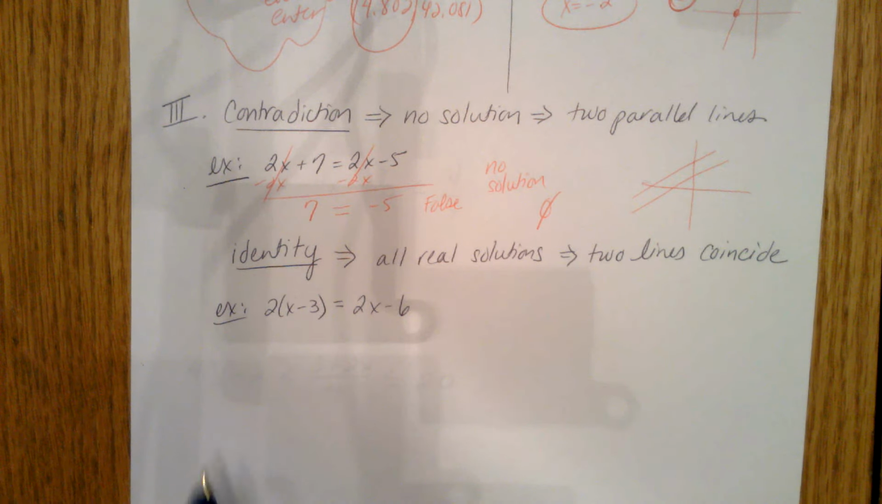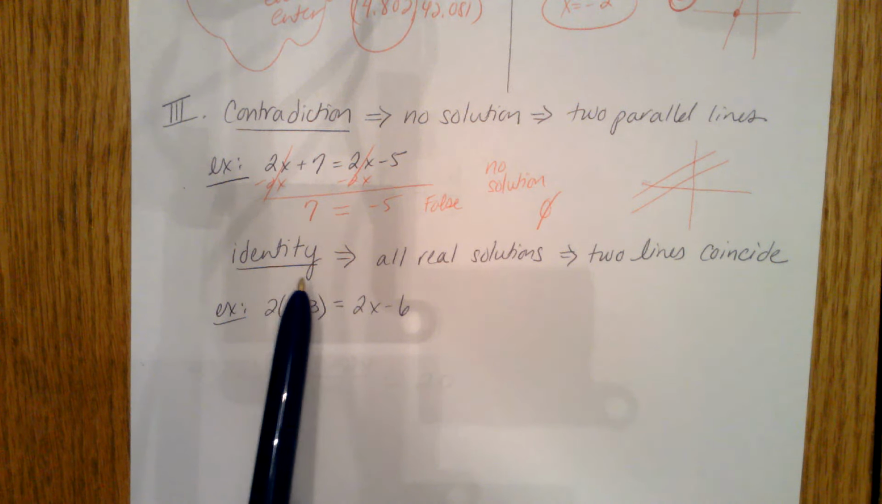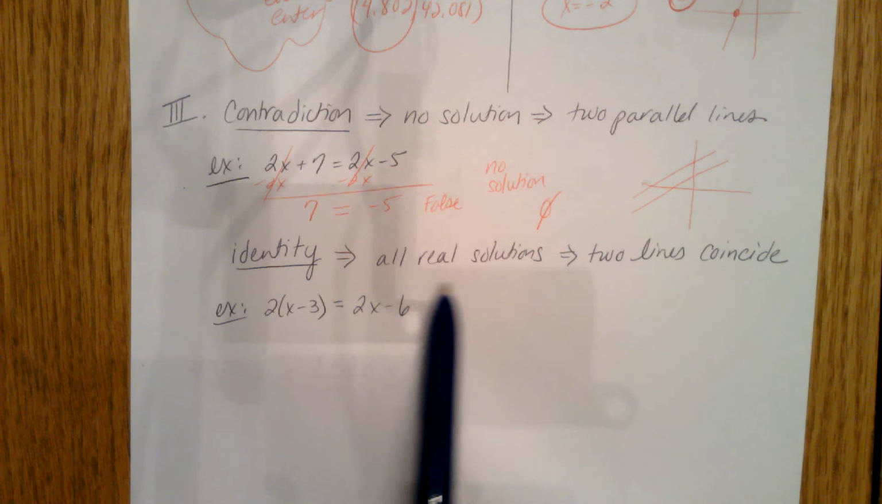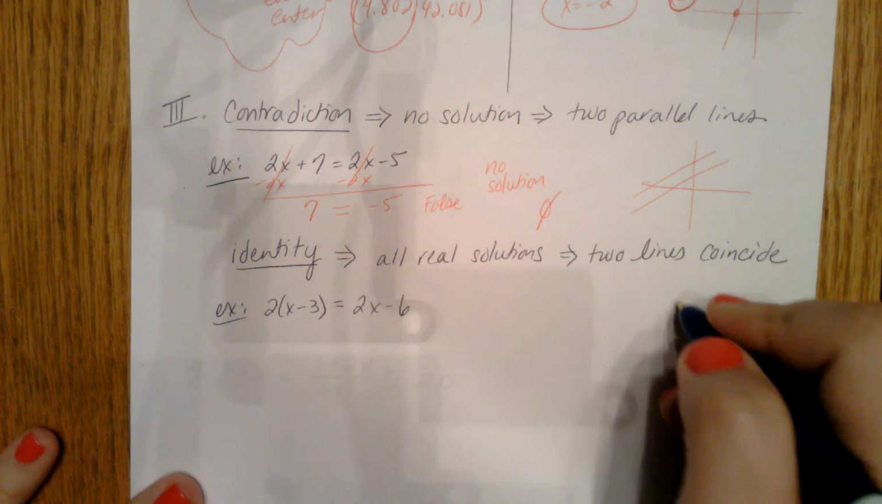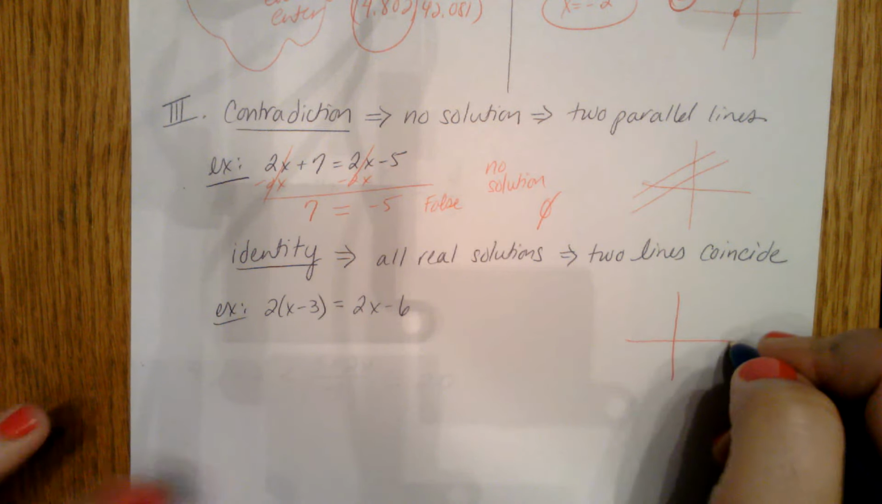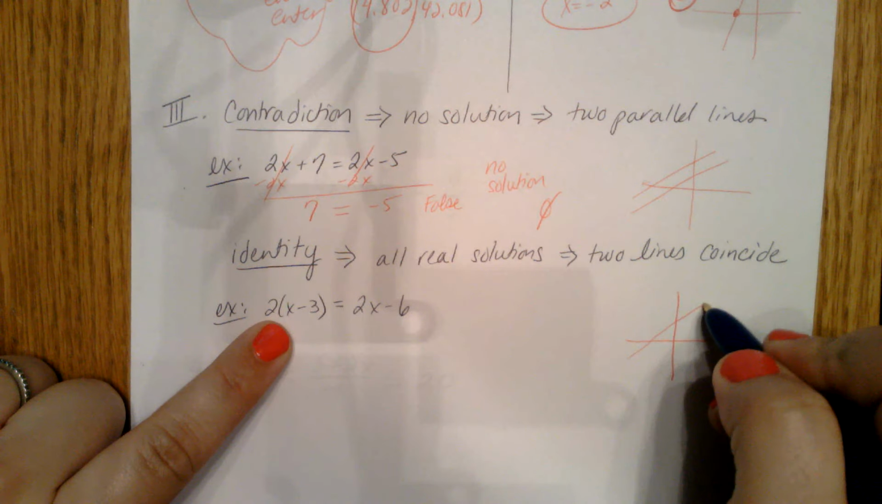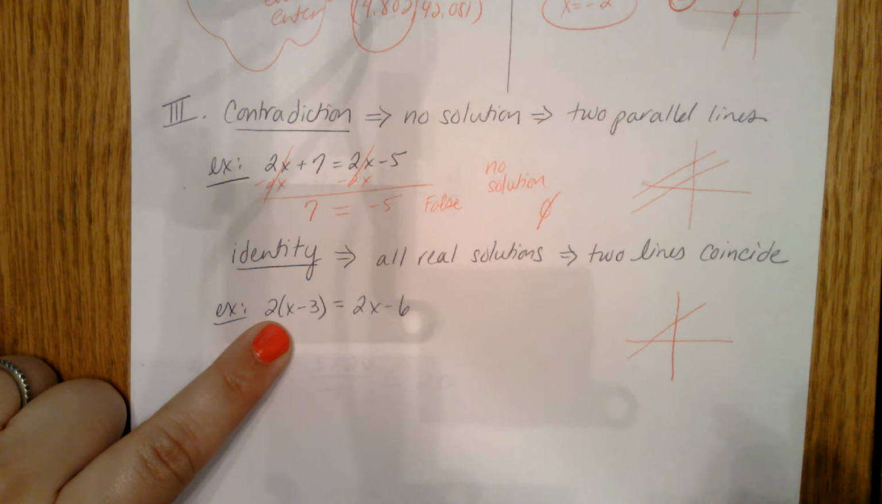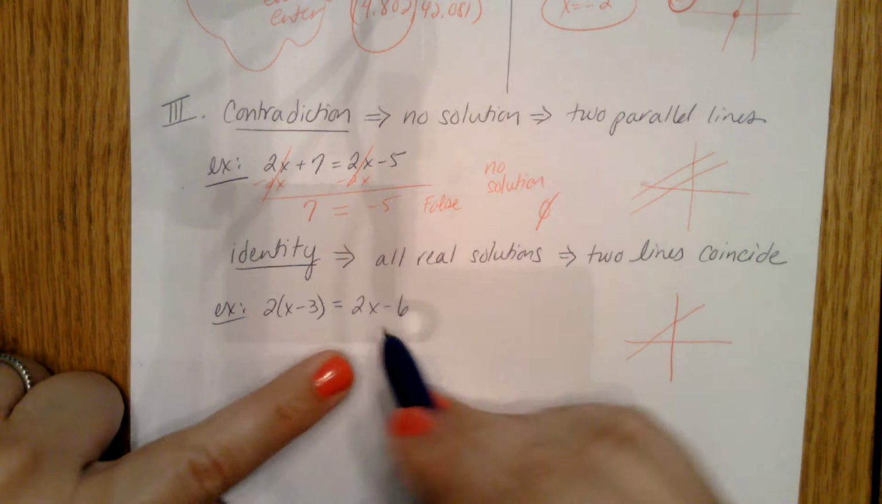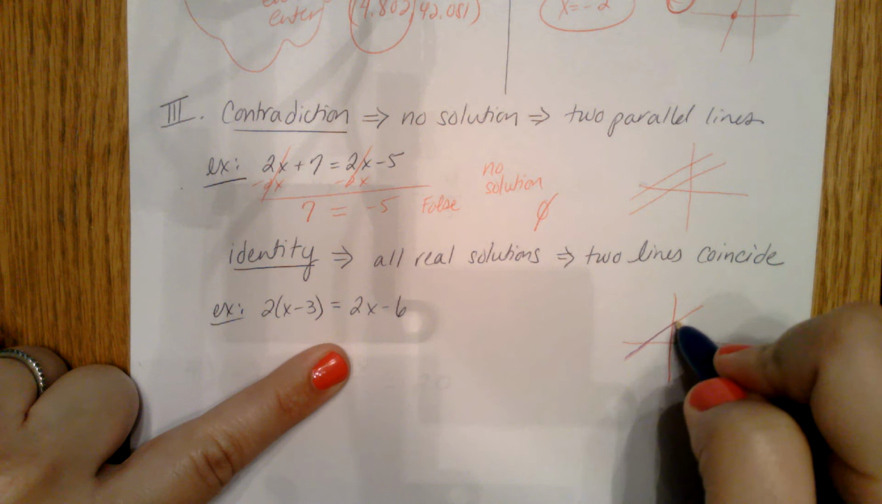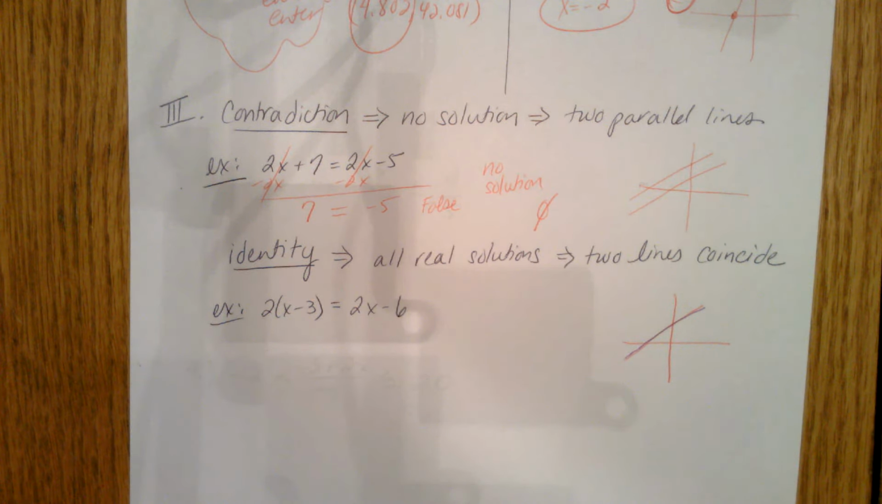You could get what's called an identity. An identity is where we have all real solutions. The 2 lines coincide. So when you go to graph this one, and then, let me just change my color here. Then you go to graph this one, they land on top of each other. That's what the graph would look like.